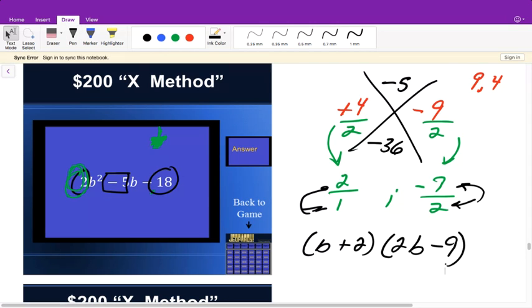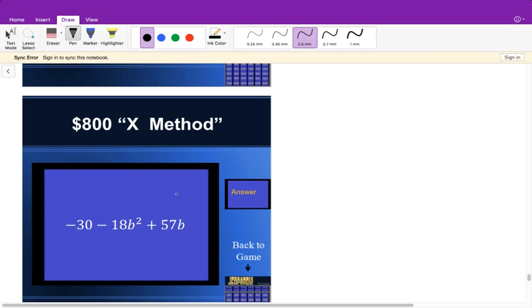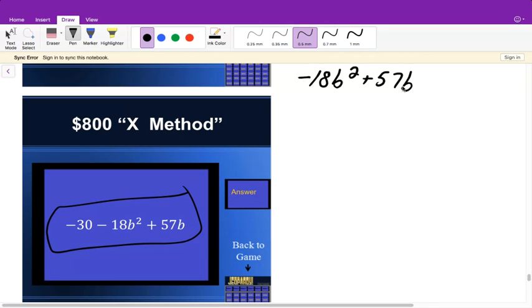All right, one more question, and then that will be it for this video. So for this one, the first thing that we need to do is rewrite it in a proper order: negative 18b squared plus 57b minus 30. And then after we rewrite it, is there a GCF? Well, yes, all of these. First off, I see that this is negative, so I know I have to at least factor out a negative to make that positive, but they're all divisible by 3. So I'm going to factor out a negative 3.